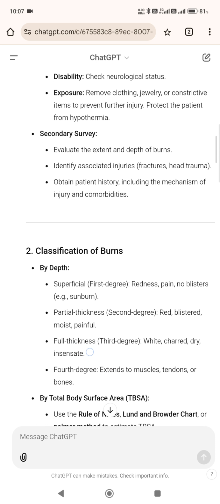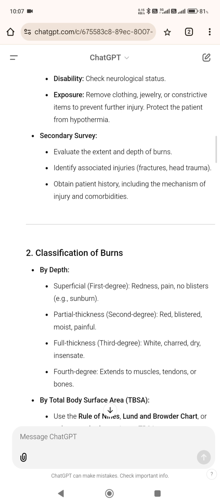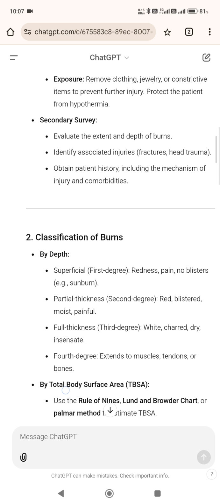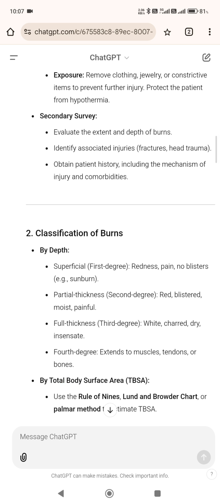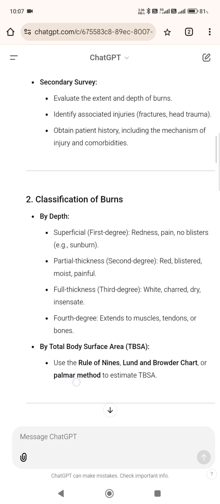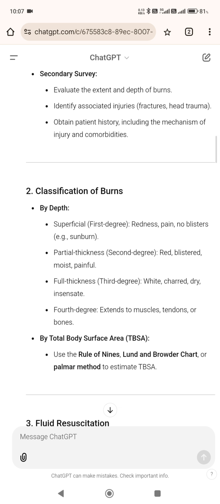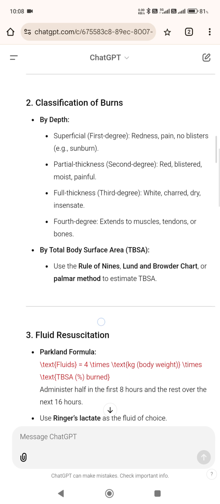Disability: check neurological status. Exposure: remove clothing, jewelry, or constrictive items to prevent further injury. Protect the patient from hypothermia. Secondary survey: evaluate the extent and depth of burns. Identify associated injuries, fractures, head trauma. Obtain patient history, including the mechanism of injury and comorbidities.